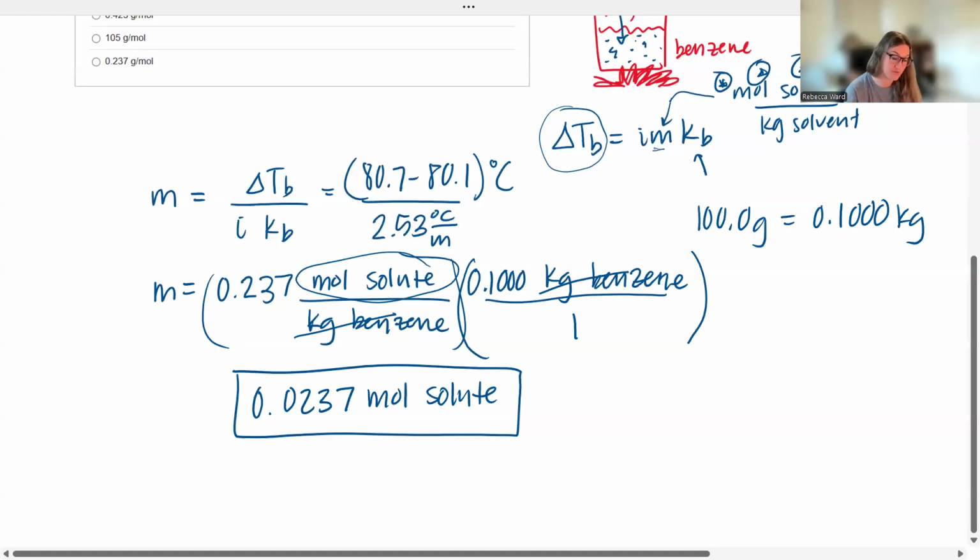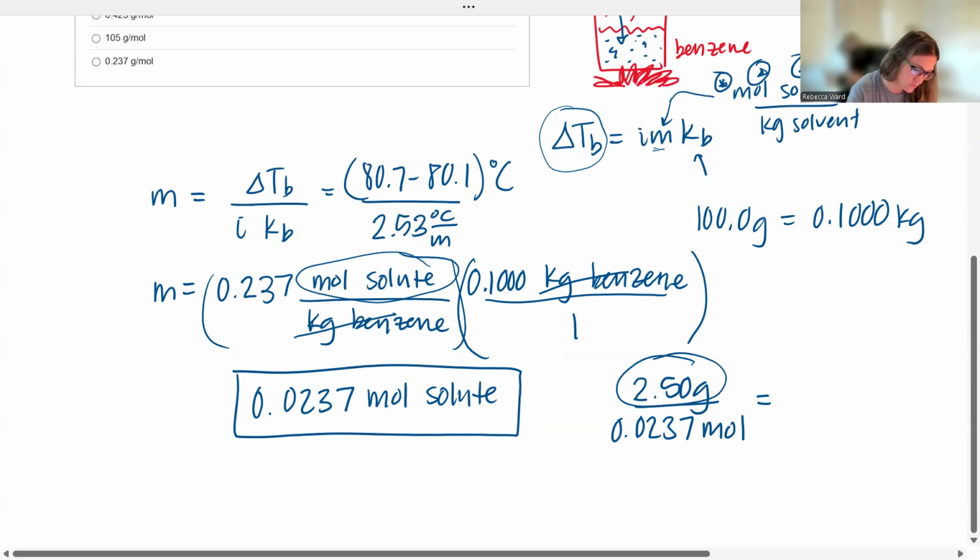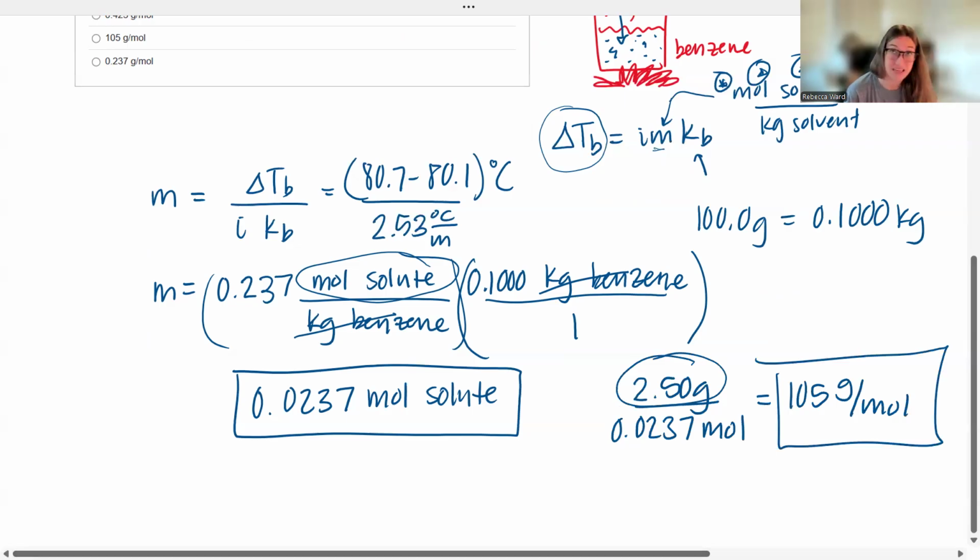Those moles of solute, we now want the molar mass. I know that 2.50 grams of this unknown was equal to 0.0237 moles. Remember, molar mass is grams per mole. This was given to us in the question. We know we added that much. So 2.5 divided by 0.0237 gives us 105 grams per mole. So that must have been the molar mass of the thing that we added.